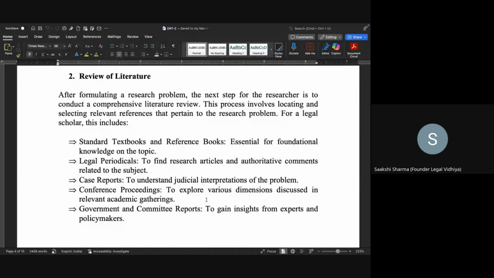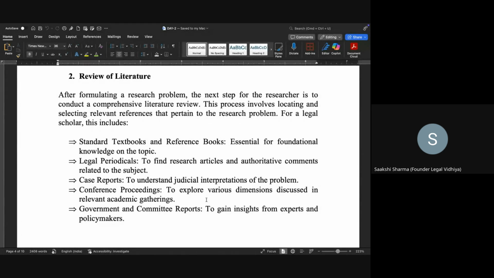Now, review of literature, as the name suggests, आप क्या करते हो review of literature में? You go through various literature sources that are available, and you try to understand the gaps. Now, in review of literature, after formulating your research problem, the next step for you as a researcher is to conduct a comprehensive literature review.